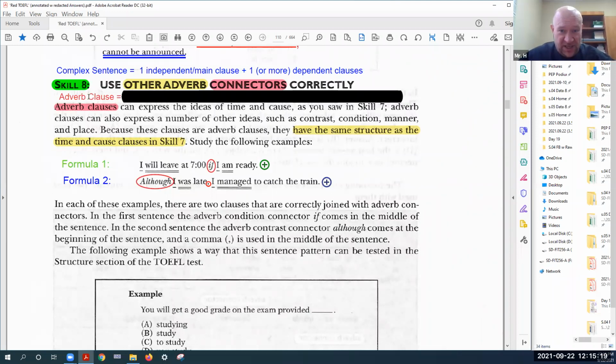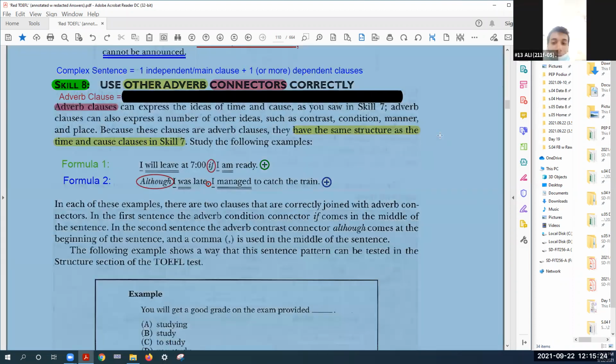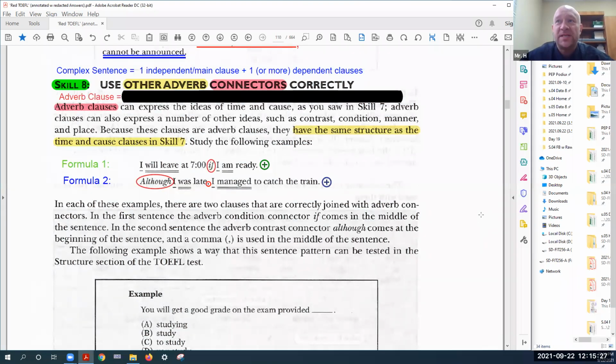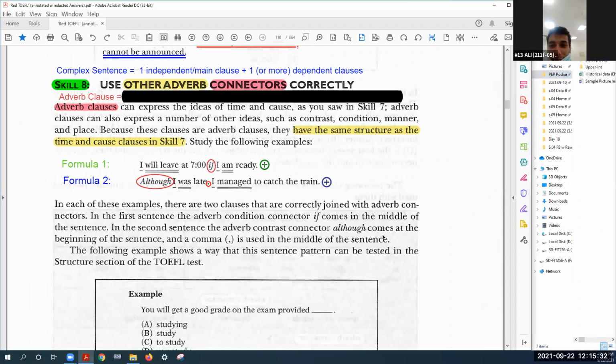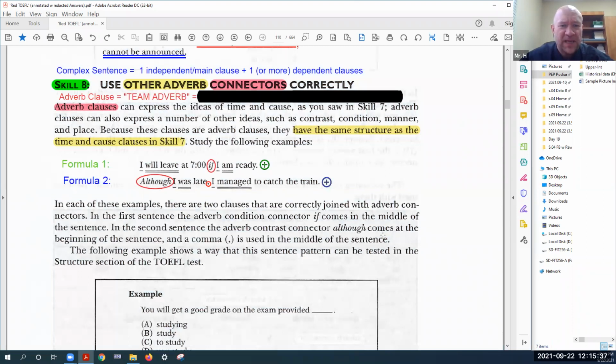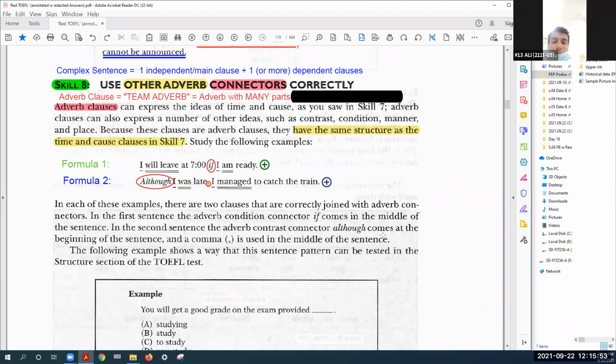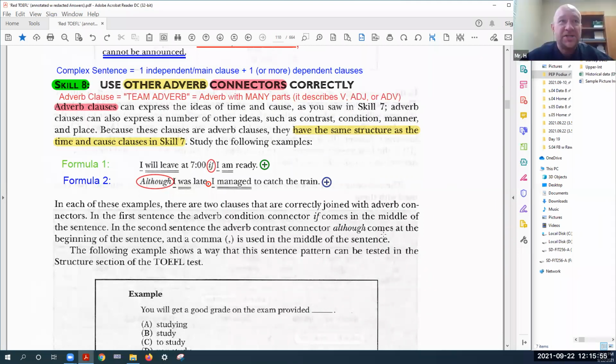Let's go with the next thing. Ali, what do you see? Adverb clause. Okay. Do you guys remember what that is? What is an adverb clause? Team adverb. What is an adverb again? It describes a verb or noun. Right, so an adverb clause has many parts. It describes a verb, adjective, or adverb.